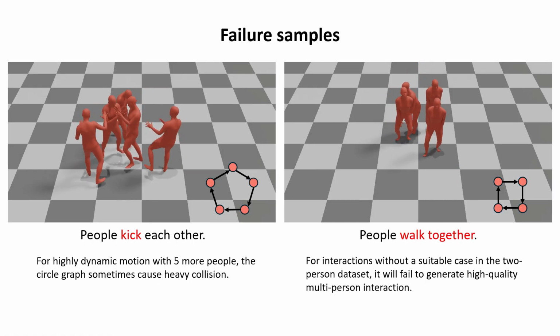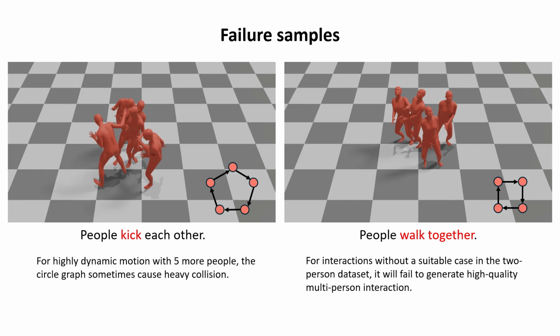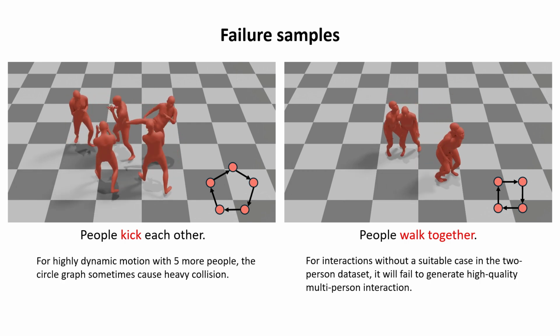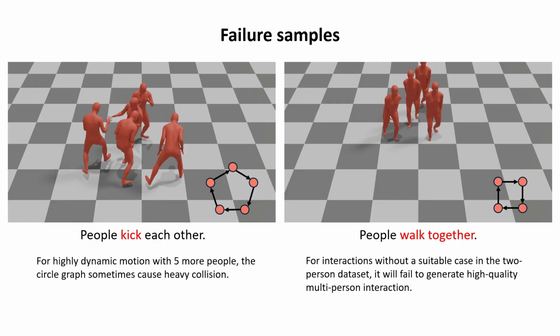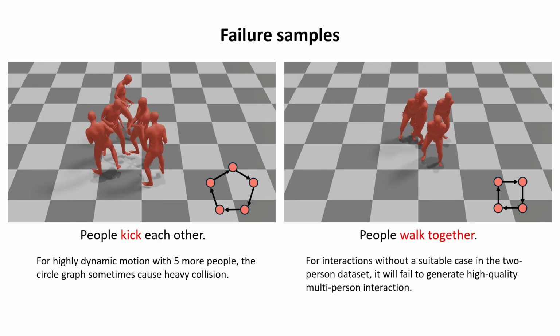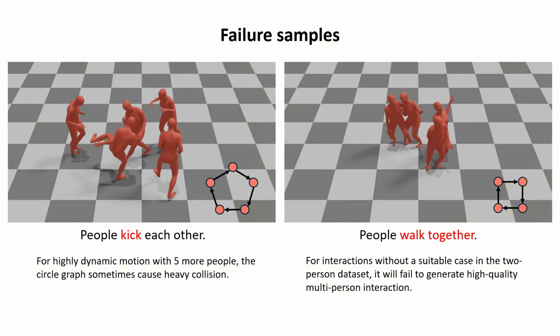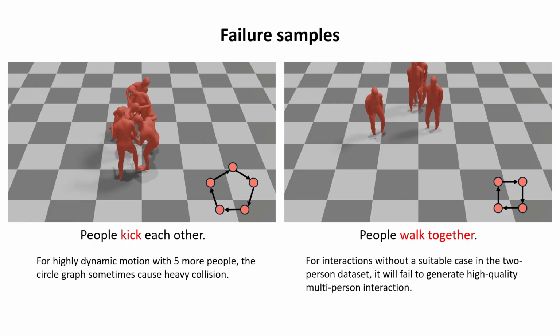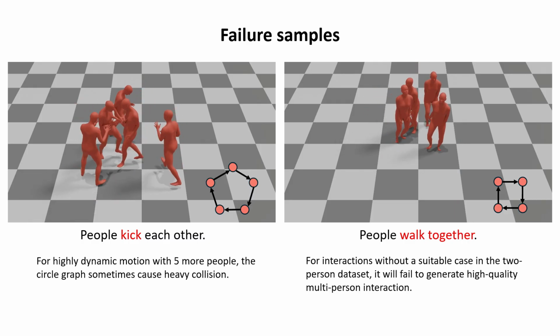Finally, we give some failure cases of our method, which illustrate some limitations of our approach. For highly dynamic motion with 5 or more people, the circle graph sometimes causes heavy collision. And for interactions without a suitable case in the two-person dataset, it will fail to generate high-quality multi-person interaction.